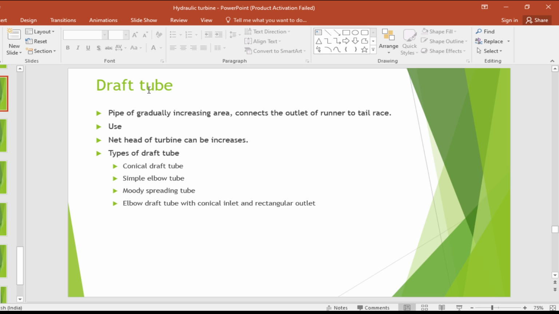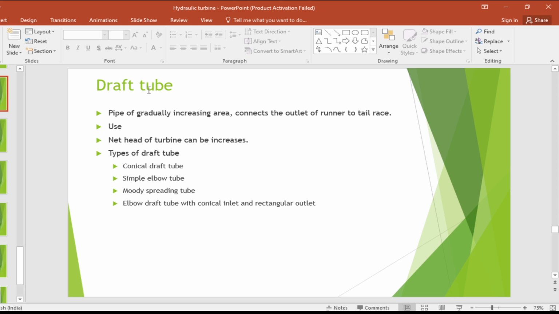Now draft tube is used for discharging water from the exit of turbine to the tail race. Okay, मतलब जो भी एग्जिट है ड्राफ्ट ट्यूब का, वहां से जो भी वाटर डिस्चार्ज होगा, that water we are going to discharge to the tail race. That is the use of draft tube. This pipe of a gradually increasing area is called your draft tube.